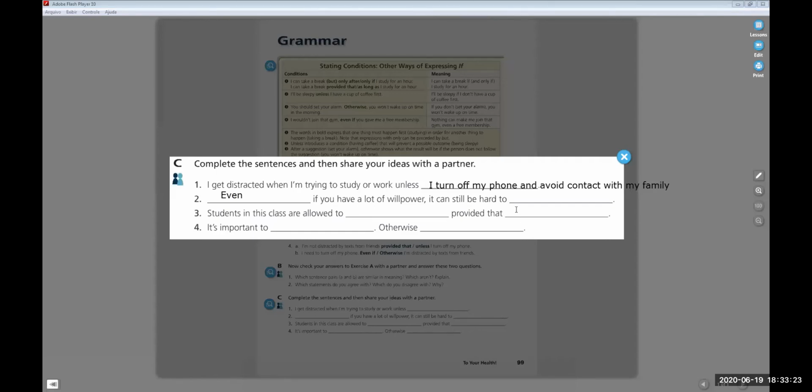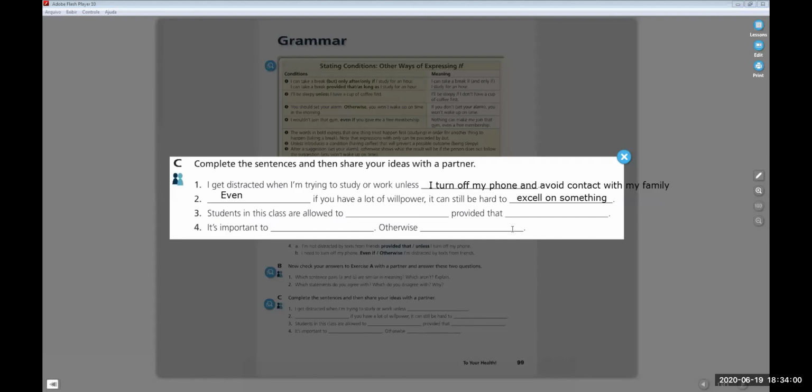What is that word? Excel on something. Is it right? Yeah. So it is. So can you read the complete sentence, please? Even if you have a lot of willpower, it can still be hard to excel on something. Very good. Number 3 now.